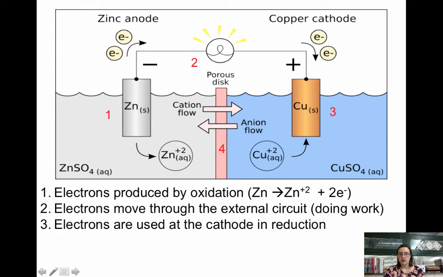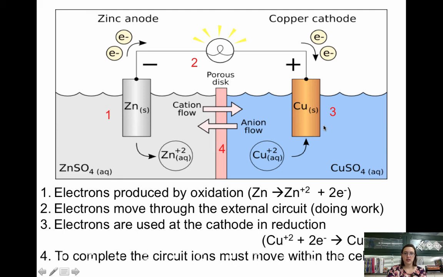And then the electrons are used at the cathode to reduce the copper. So copper is going from Cu2+ to Cu. So it's going to actually plate onto this copper sheet. It's going to actually appear larger. So electrons are produced through oxidation. It flows through the wire. It creates an electric current. Then we have reduction occurring at the cathode. And then to complete the circuit, ions have to actually move within this cell.